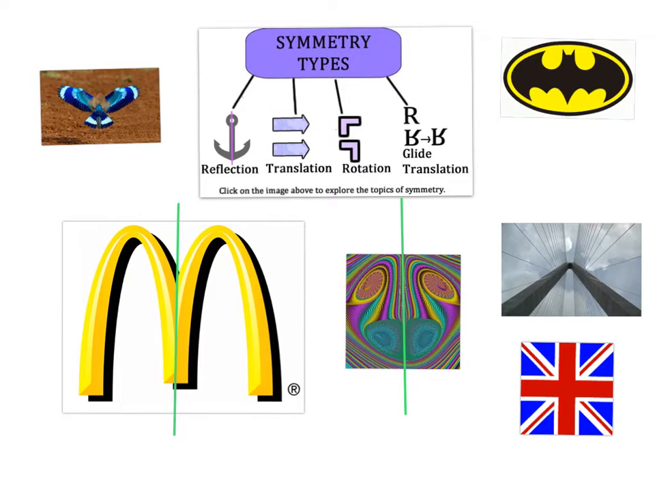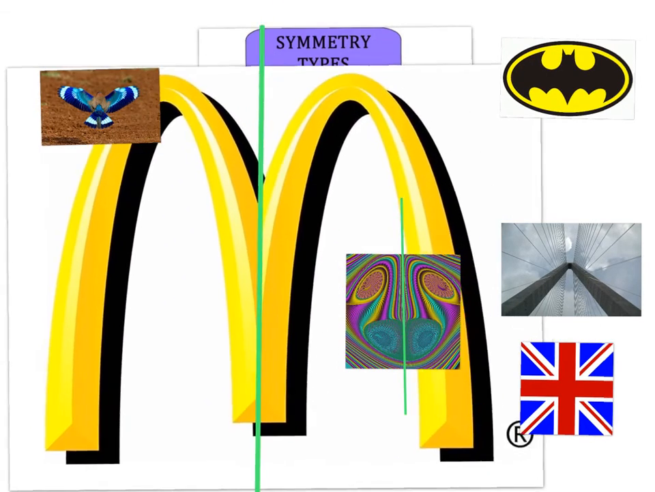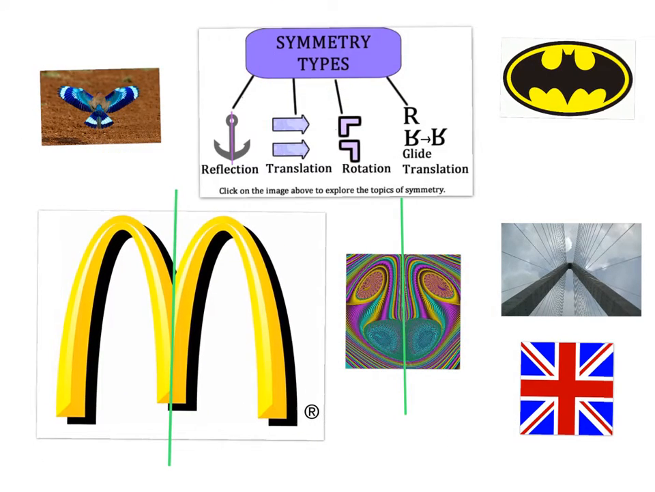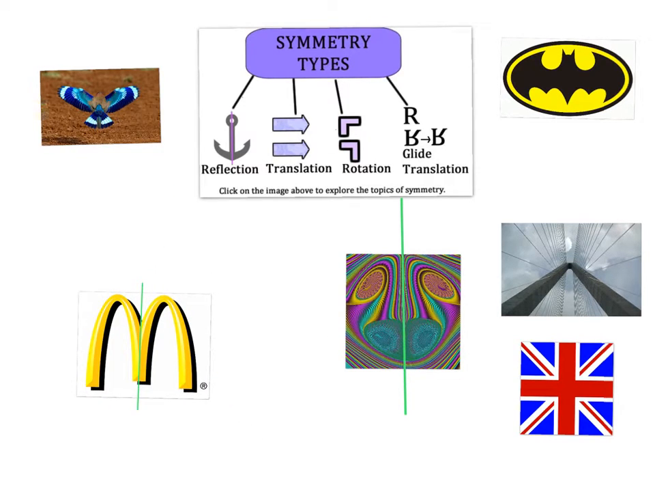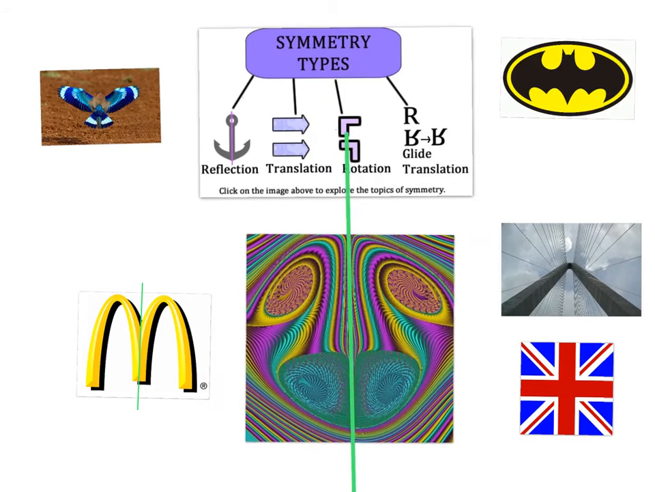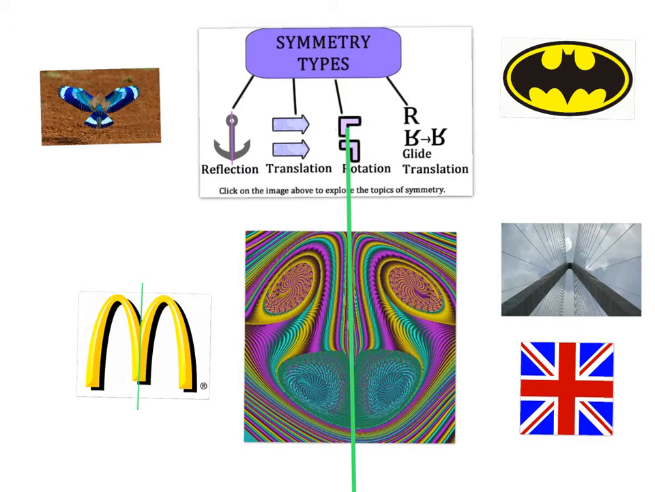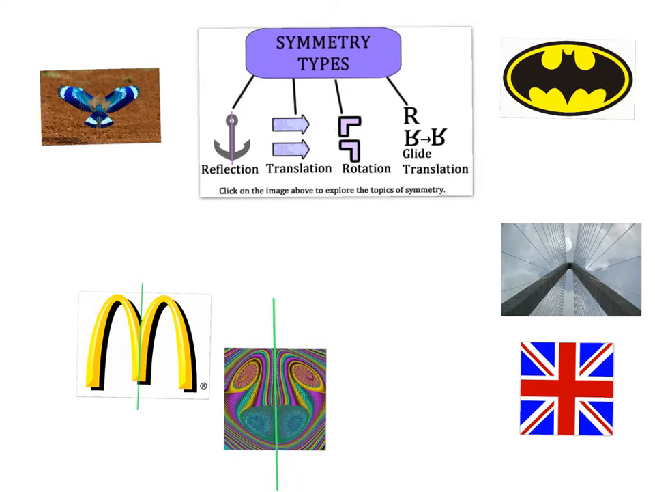So here's some more reflections. Basic things we see all the time. We've got McDonald's. We've got a line of symmetry right there down the middle, flipping it from left to right. So it has a line of symmetry that goes up and down. Then we have this, I don't know what it is, but a pretty cool little art piece there. Reflective line of symmetry going up and down.